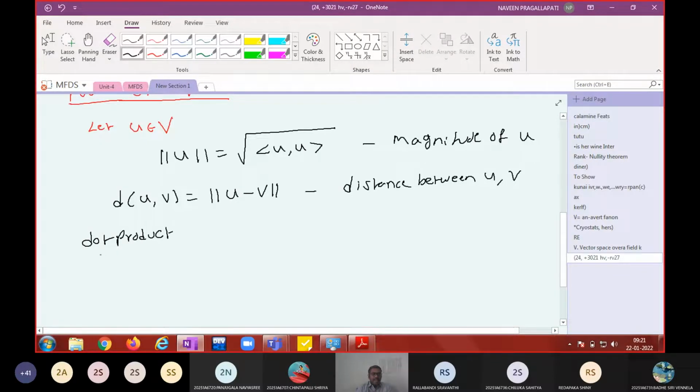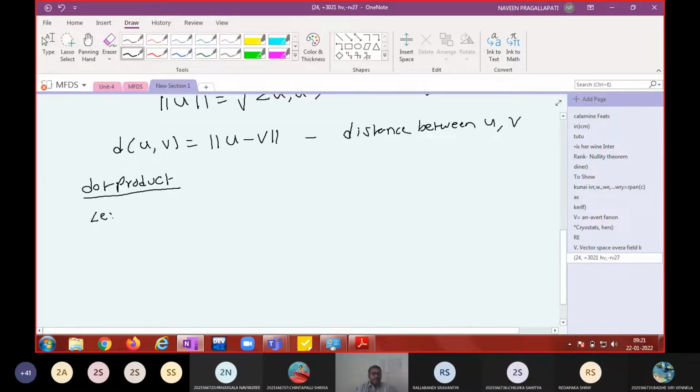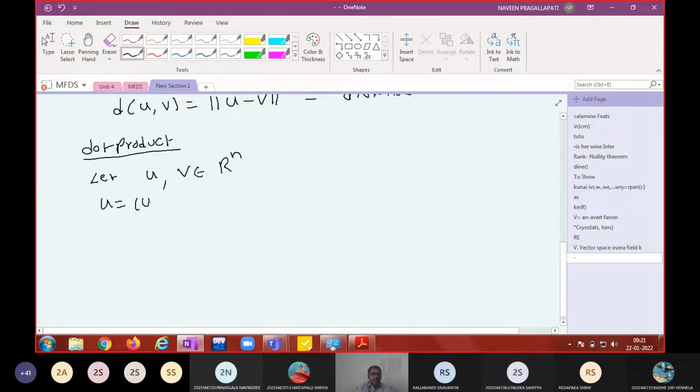Dot product is a special case of inner product. Let us say u comma v belong to n dimensional space. That means u can be written as u1, u2 and so on un, and v can be written as v1, v2 and so on vn. Okay, so what is u dot v?